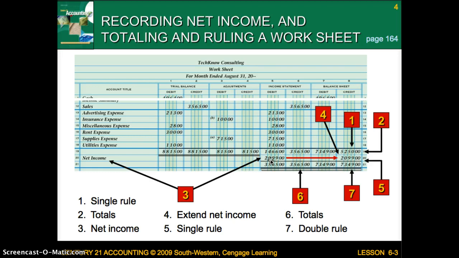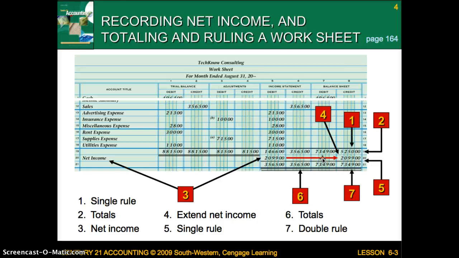If it's a net income, if you've made money, your income statement will be debited and your balance sheet will be credited. If you have a net loss, your income statement will be credited and your balance sheet will be debited. That's something that you need to know. If you get those in the wrong spot, it messes up quite a few points and quite a few numbers. So make sure that you know if it's a net income, your income statement is debited, your balance sheet is credited. If it's a net loss, your income statement is credited and your balance sheet is debited.